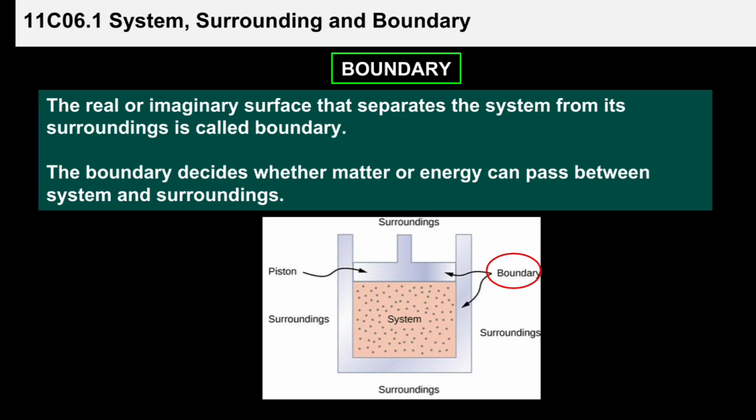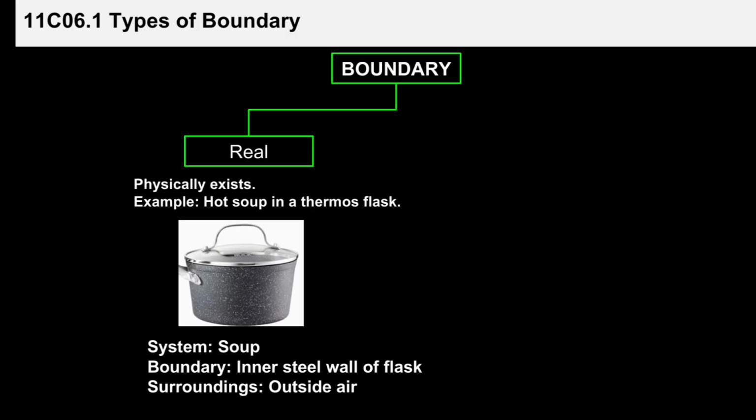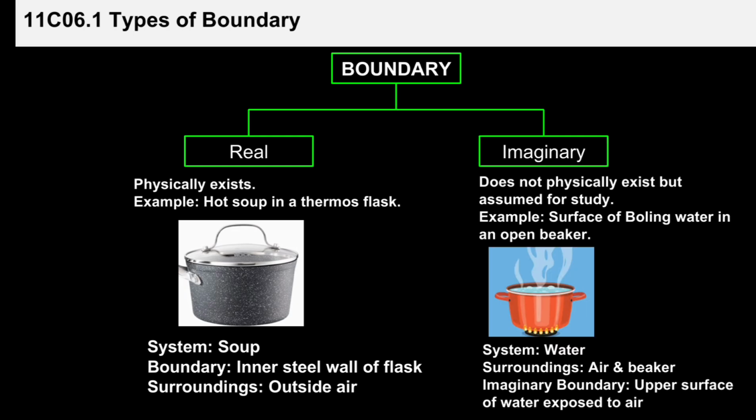Third, boundary. The real or imaginary surface that separates the system from its surroundings we call boundary. The boundary decides whether matter or energy can pass between system and surroundings. So let's see the types of boundary. There are two types of boundary. First, a boundary that physically exists, we call a real boundary. For example, hot soup in a thermoflask. If hot soup inside the thermoflask is the system, then the inner steel wall of the flask is the boundary and the outer air is the surroundings.